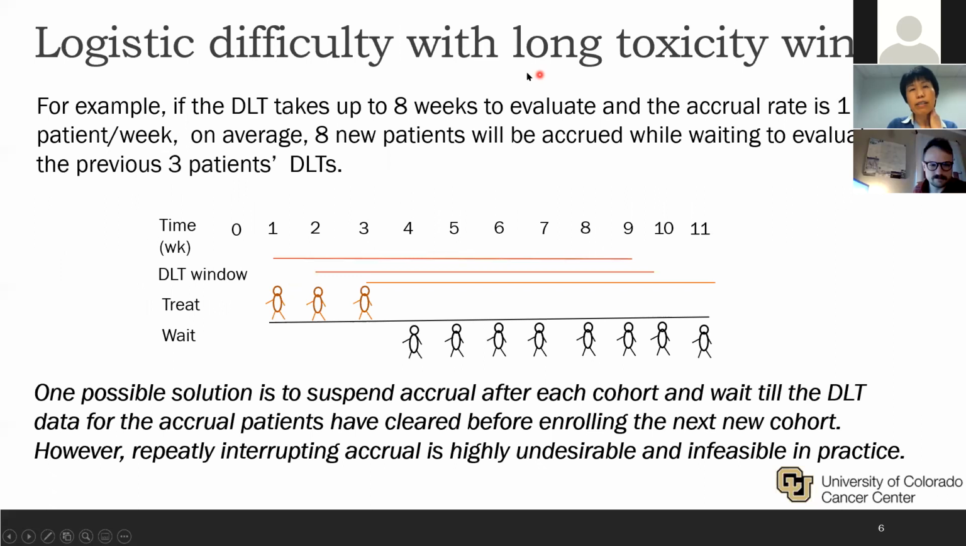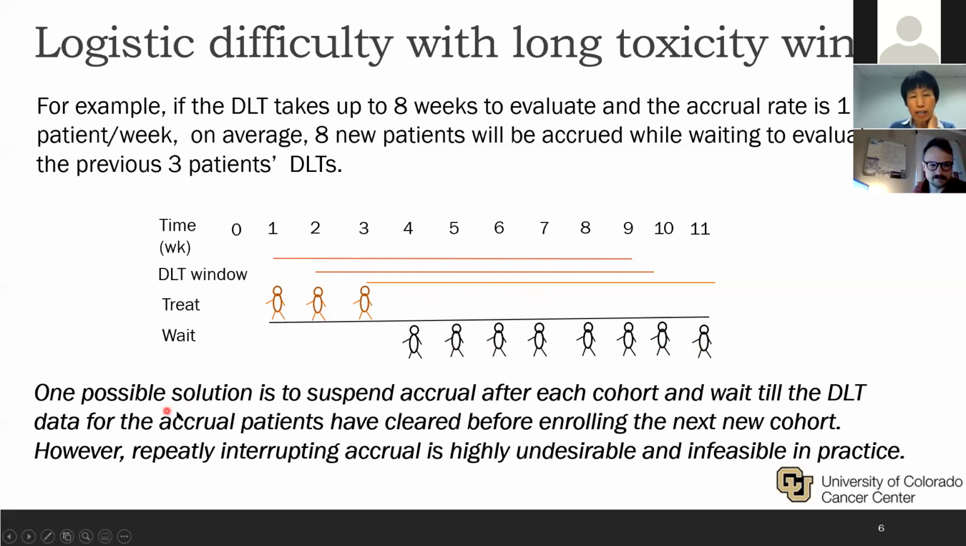However, there are logistic difficulties with a long toxicity window. Here is an example. If the DLT takes up to 8 weeks to evaluate, and the accrual rate is 1 patient per week. So here is the time in weeks, and here's the DLT window of 8 weeks. Suppose we treat 3 patients. However, during the time to complete the DLT assessment for the 3 patients, we will have 8 patients available.